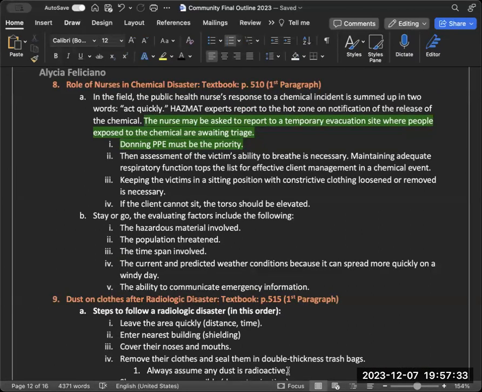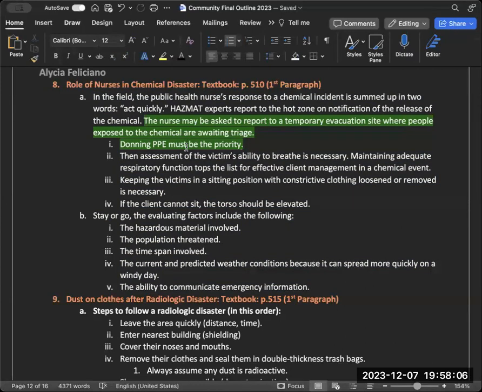So the next thing I have is the role of nurses in chemical disaster. And she said to go to page 510 and go to the first paragraph. So this is what I got from the slides about this topic, and the top part, or part A, is what I got from the textbook. So in the textbook, it said that in the field, the public health nurse's response to a chemical incident is summed up into 2 words: act quickly. Hazmat experts report to the hot zone on notification of release of the chemical.